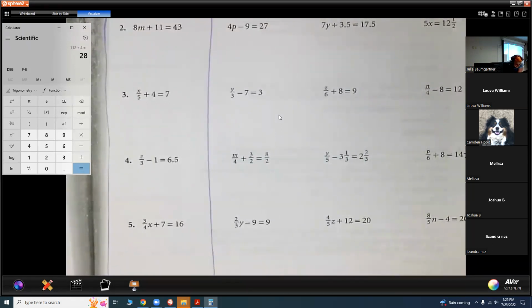So remember that here you're kind of doing the order of operations backward, right? So you're always doing the inverse operation.